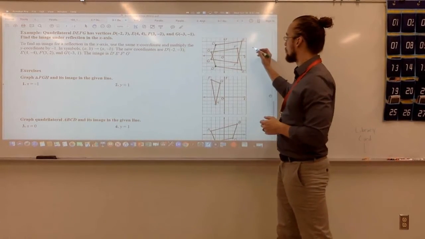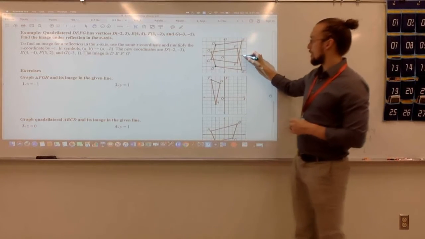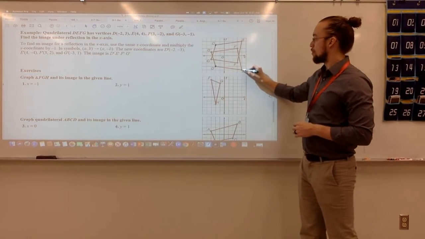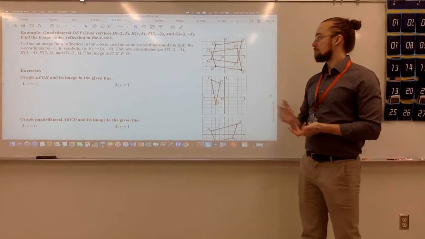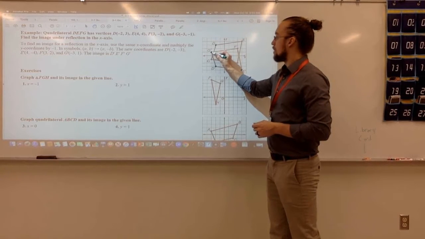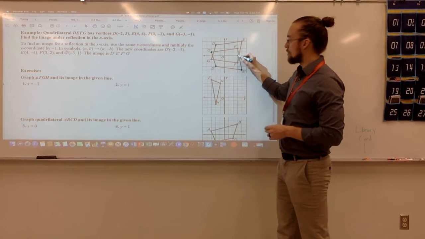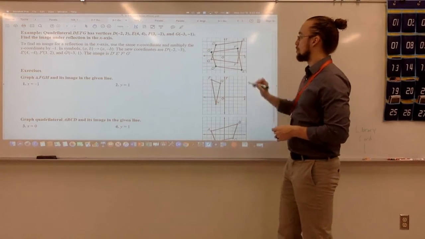Same thing for the rest of my points. I go to E. It's 1, 2, 3, 4 away from the x-axis, so I go 1, 2, 3, 4 to get to E prime. G is 1 away from the x-axis, so for G prime, let's go another 1. F is 1, 2, so F prime is another 1, 2.